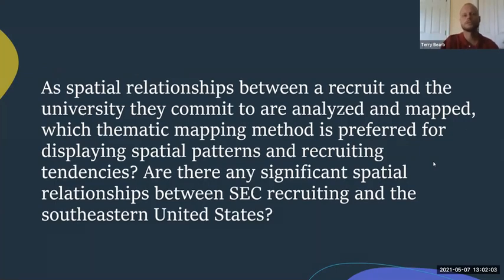All right, for my research question. As spatial relationships between a recruit and the university they commit to are analyzed and mapped, which thematic mapping method is preferred for displaying spatial patterns and recruiting tendencies? And are there any significant spatial relationships between SEC recruiting and the Southeastern United States?